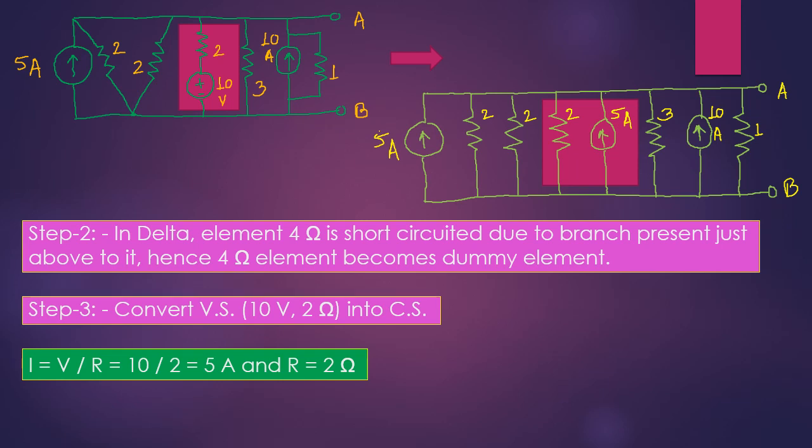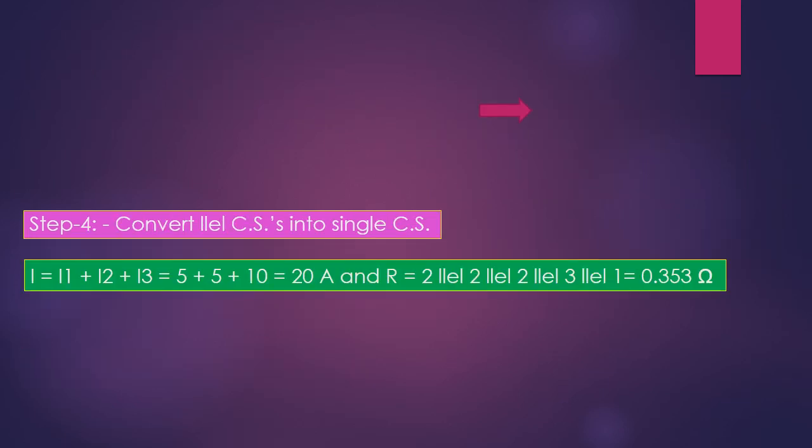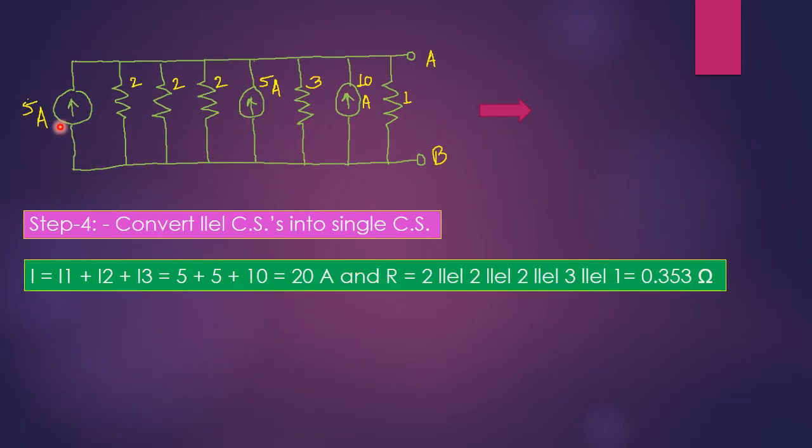Now what do you get in this particular circuit? You find that all the elements present between terminals A and B are parallel connected. So what do you have to do now? Apply step number 4: convert parallel current sources into a single current source. How many current sources are there? 3: 5 ampere, 5 ampere and 10 ampere. So the equation gives you the final value as 20 ampere.